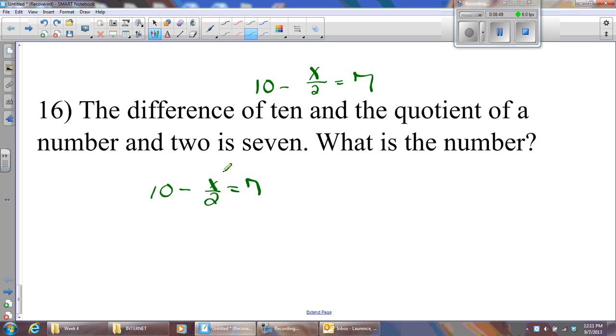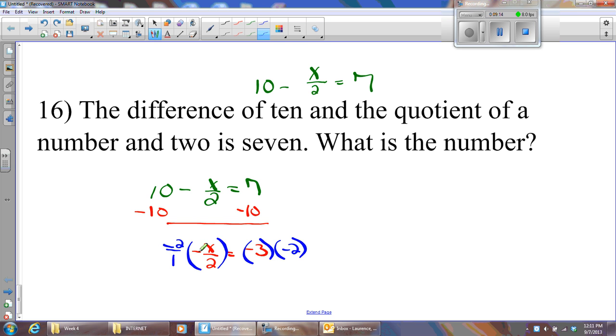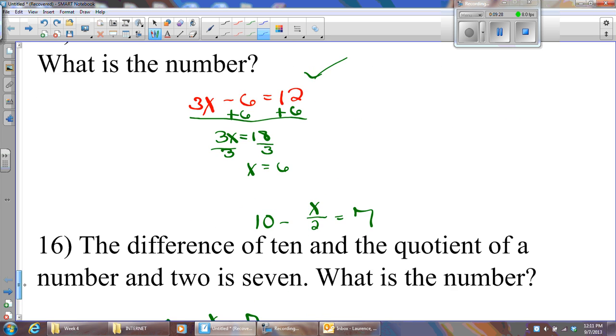Now you could either subtract 10 from both sides first, or you could multiply through by 2. I think I'm going to subtract the 10 off. I'll get negative x over 2 equals negative 3. Then I'm going to multiply both sides by negative 2. The negatives will cancel, the 2's will cancel. I'll be left with x. Negative 3 times negative 2, positive 6. Oh, wow, this is kind of a coincidence that they both ended up to be the same number.